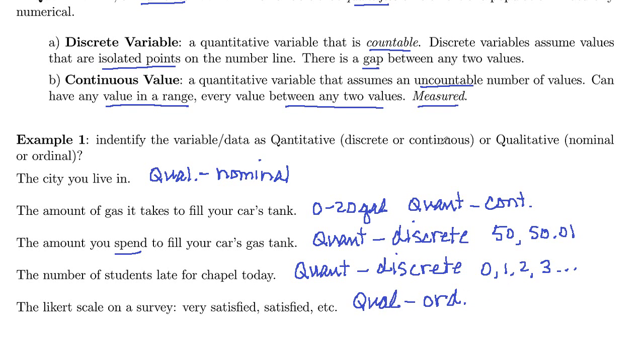I just abbreviate ordinal there. So first ask yourself, is it qualitative or quantitative? And then if it's qualitative, is it just categories or does it also have order? If it's quantitative, is it just isolated values? If so, it's discrete. Or does it take on every value in a range? If so, it's continuous.